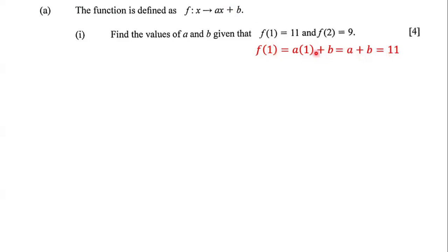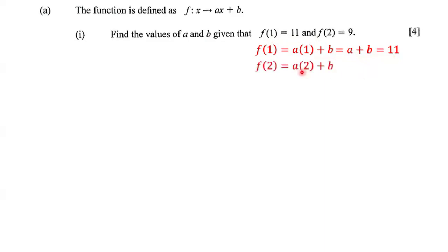So f of 1 is equal to a plus b, but we know that f of 1 is equal to 11. So if f of 1 is equal to a plus b, because a times 1 is a and we just put the plus b, that means a plus b must be equal to 11, because f of 1 is equal to 11 and f of 1 is equal to a plus b. So these two must be equal.